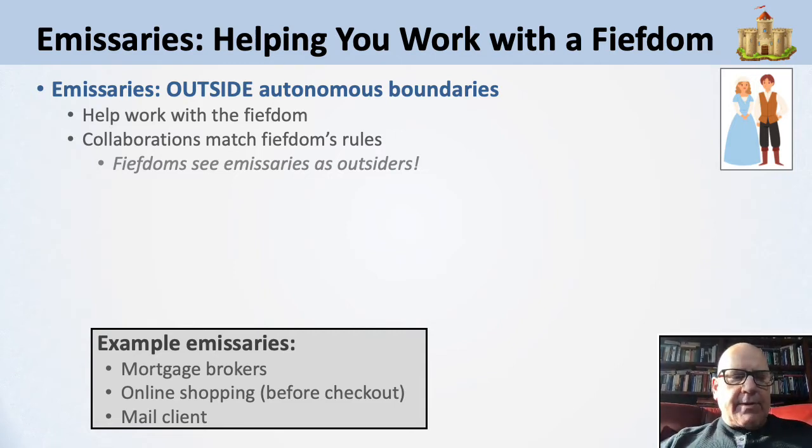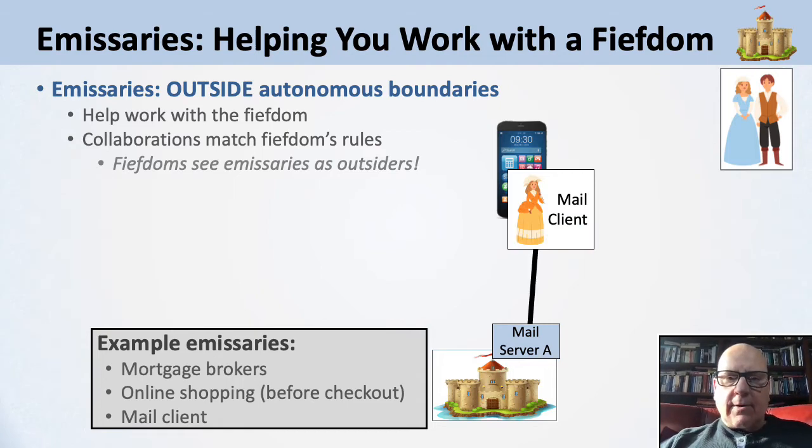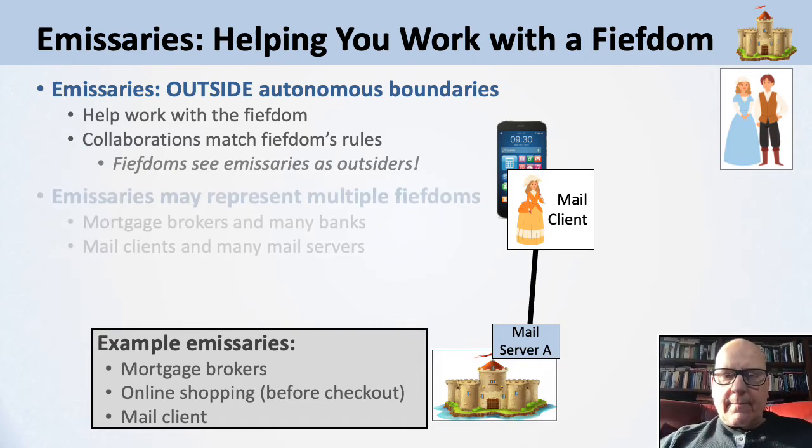And then the third example is a mail client. The mail client actually is not trusted by the back end mail server, but it knows the protocols to see what's in your mailbox, to add things in your mailbox, to delete it, and so forth. So imagine you have mail server A, and you have your mail client on your phone. And the mail client, in my mind, is an emissary. It's helping make everything look pretty and understand what is going on in that mail server. But the only thing it knows is via the collaboration of messages going back and forth.